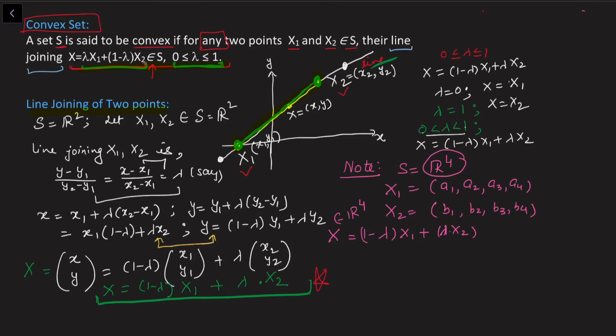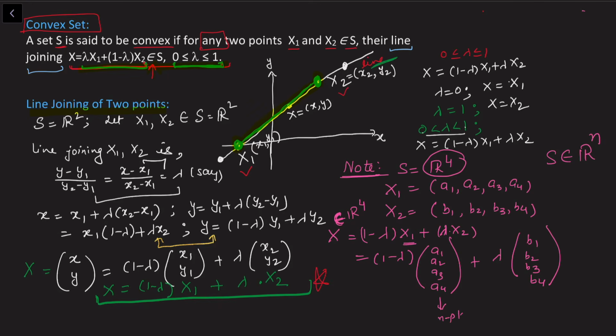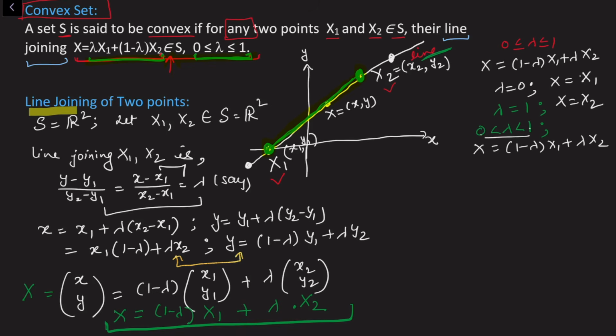So the line joining of two points will give me another point in the same dimension, and here I will write (1 minus lambda) times capital X1, which is A1, A2, A3, A4, plus lambda times the point X2, which is B1, B2, B3, B4. And this way we can extend this concept of line joining to an n-dimensional space also, whenever S is equal to R raised to the power n. So here it will be n components in that case, and here also it will be n components. So we can extend this line joining concept to higher dimensions also, and we have understood the meaning of line joining.